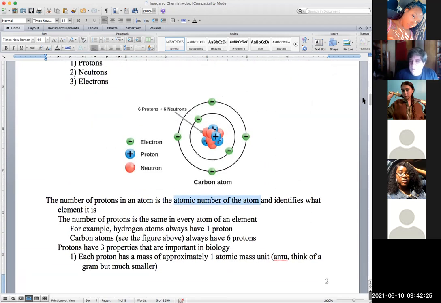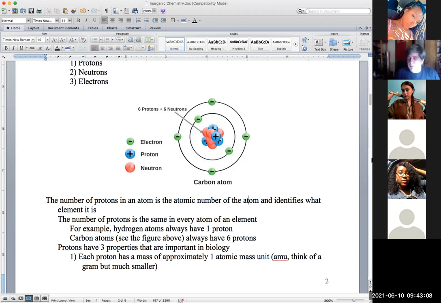So the number of protons is the atomic number, and this tells us what element we're looking at. If we're looking at an atom of carbon with 6 protons and something happens so it loses a proton, so now it only has 5, it's not carbon anymore. Or if it gains a proton and now it has 7, it's not carbon anymore. Carbon atoms have 6 protons. That is what makes them carbon. As we'll see later, the number of neutrons and the number of electrons isn't always the same, but if it's carbon, it has 6 protons.